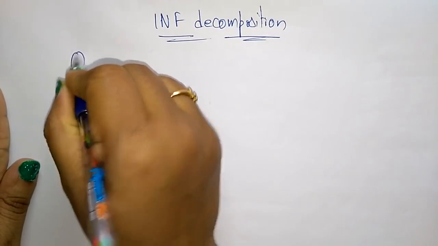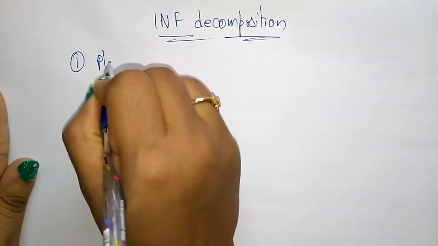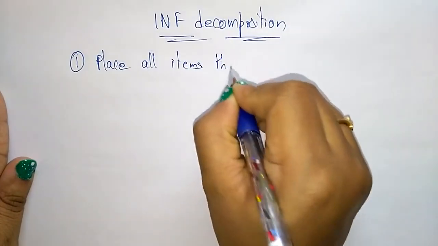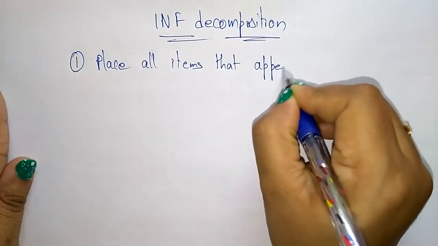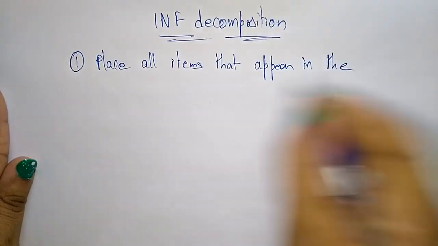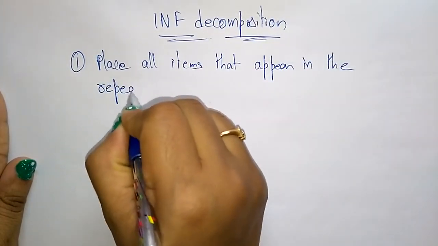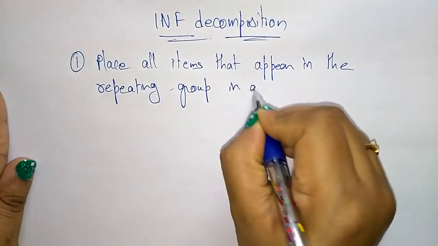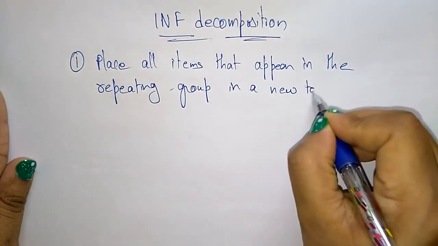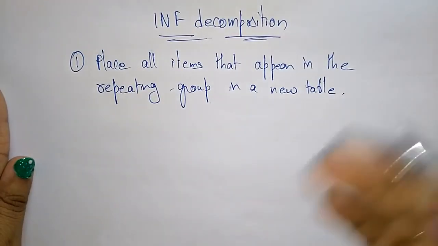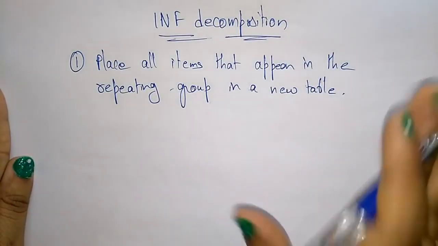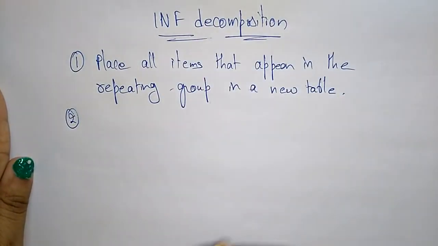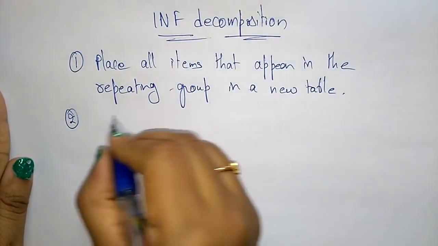So first, what we have to do is place all items that appear in the repeating group in a new table. Whatever items appear in a repeating group, you have to place those items in a new table. These are the steps you have to follow when you want to decompose the relation.